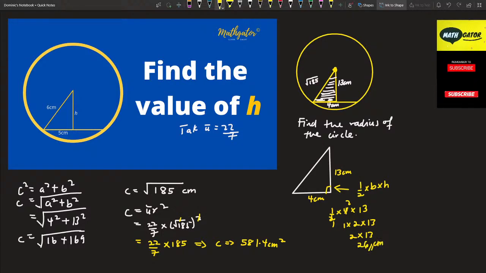So 26 centimeters square. You are just supposed to do the subtraction. The area for the unshaded region will be the subtraction of 581.4 centimeters square minus 26. And what will be the answer? So thank you very much, Rodney.